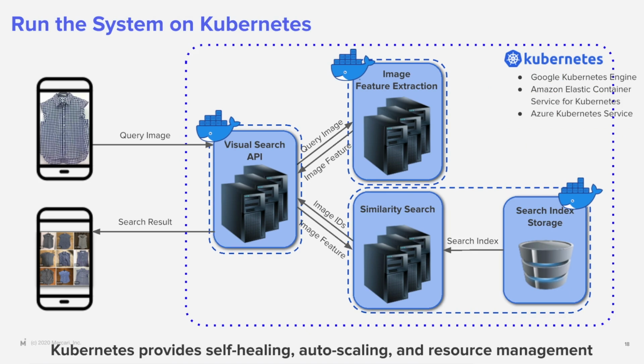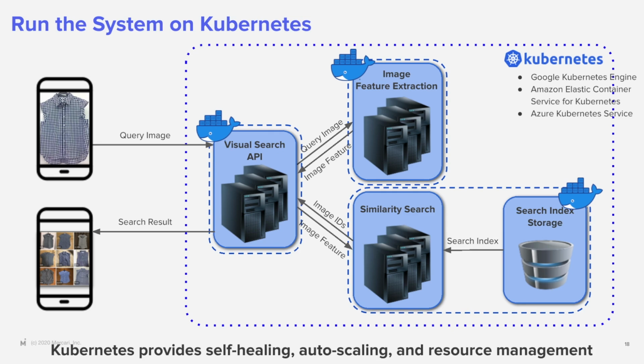The next step is to use a container orchestration system. Kubernetes is the most popular one, and it's available in the major cloud services like GCP, AWS, and Azure. It's an OSS, so it can run on on-premise environments as well. It provides self-healing, auto-scaling, resource management, and so on. The system operation cost can be drastically reduced.